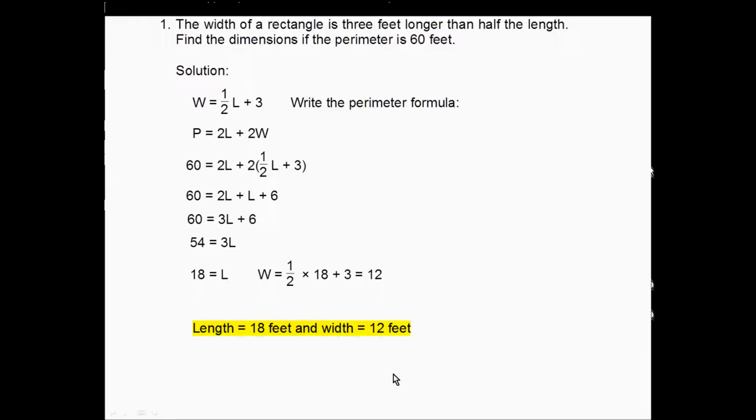Let's try another one. Now, how bad this gets comes down to how bad the relationship between W and L is. Because remember, the perimeter formula cannot change. It's the relationship between W and L that can make it bad. So number 2 says, the length of a rectangle is 8 feet shorter than 3 times its width. Find the dimensions if the perimeter is 56 feet.